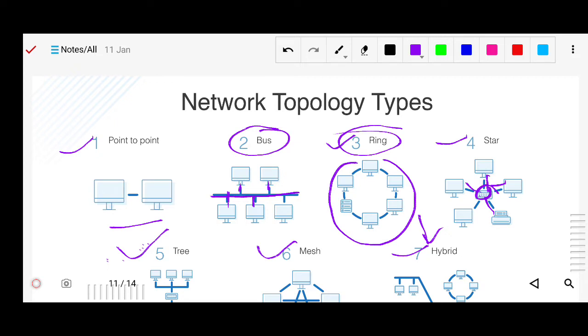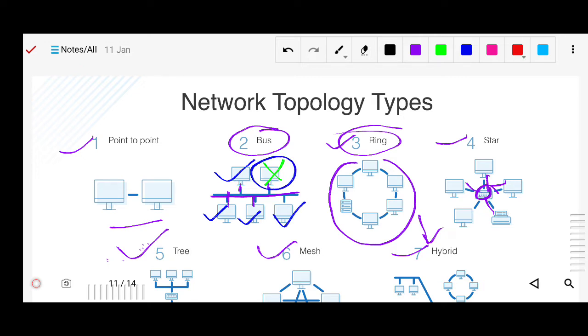In your higher classes you will study network topologies and learn the benefit, why we connect in this way. Just one example: suppose one system is not working in the star connection. In this case the other systems will still work. If one system is not working, others are not affected.